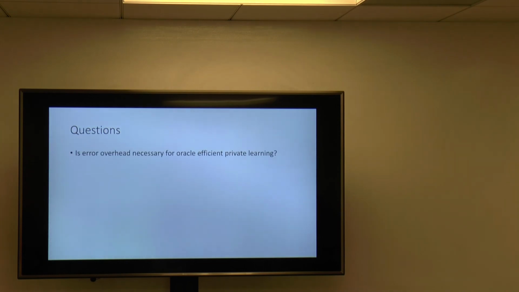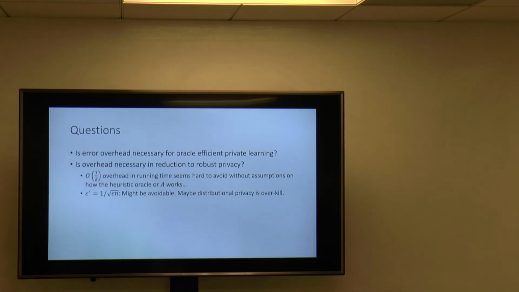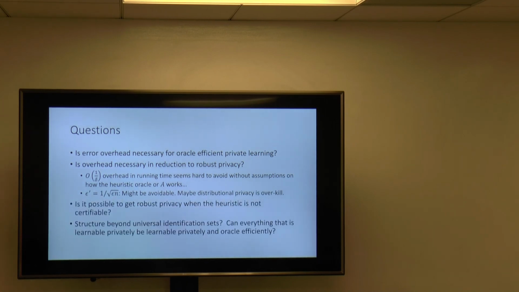So that's it. There's a bunch of open questions. Basically, the reductions we give have some error overhead. We don't know the extent to which that's necessary. They've got some running time overhead. We don't know the extent to which that's necessary. We require these certifiable oracles. Hard to imagine how to get rid of that, but maybe you can with some other condition. And we use this relatively heavy structure of universal identification sets, which in particular limits us only to discrete classes of functions. But there might be more general structure that one can use, and in particular it could be that everything that's privately learnable is privately learnable in an oracle-efficient way.